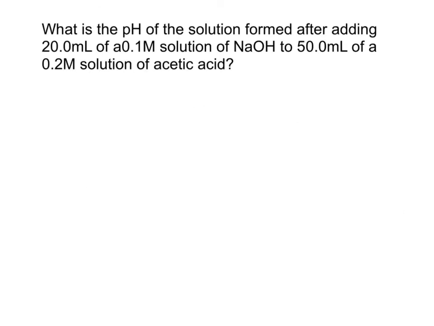Okay, let's try this problem. What is the pH of a solution formed after adding 20 milliliters of a 0.1 molar solution of sodium hydroxide to 50 milliliters of a 0.2 molar solution of acetic acid? This is a lot like the titration that we were doing, but this is what is the pH when we're not at the equivalence point. So one of these is going to be left over. Either the sodium hydroxide is going to be left over floating around in water, or the acetic acid.